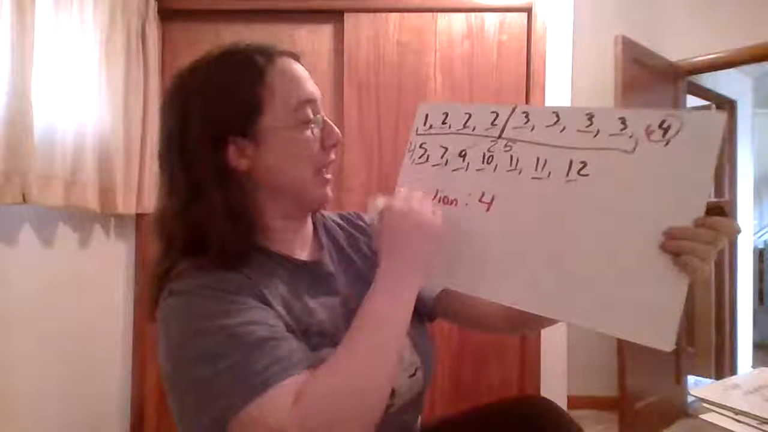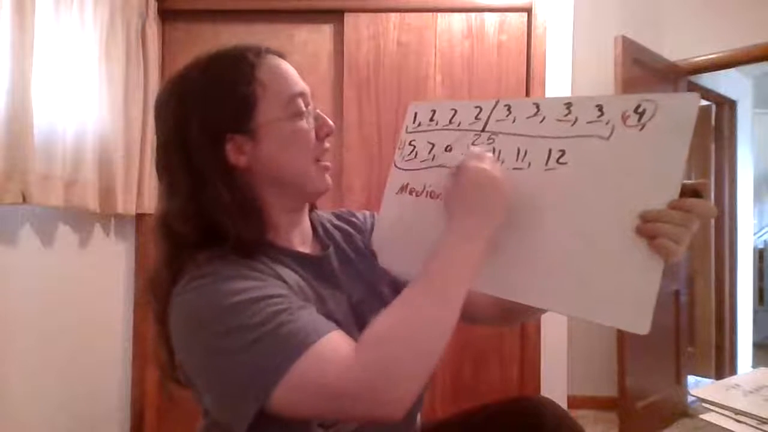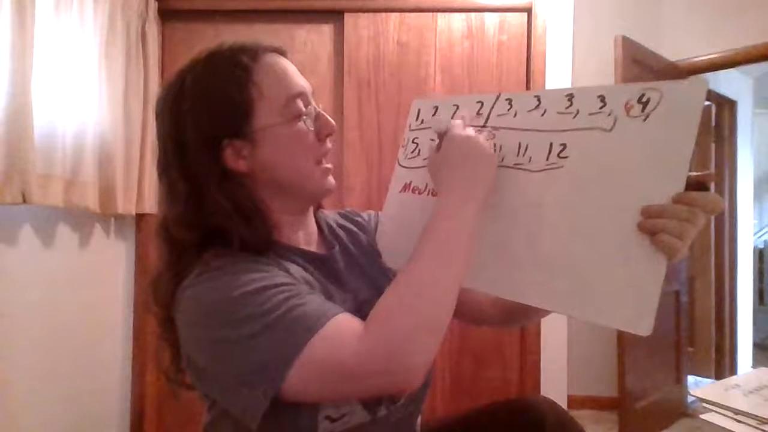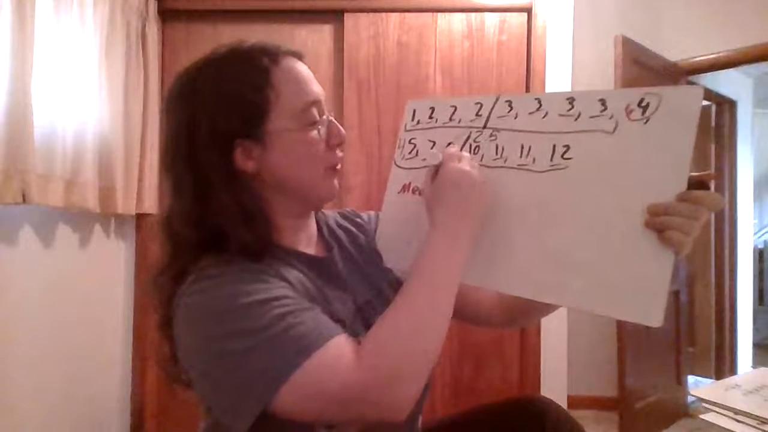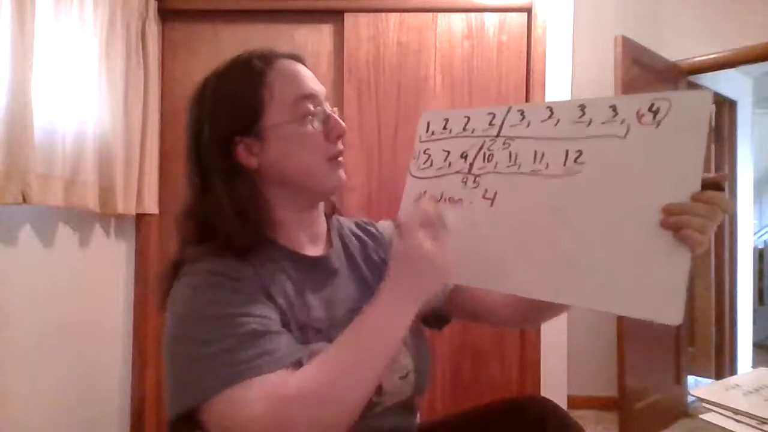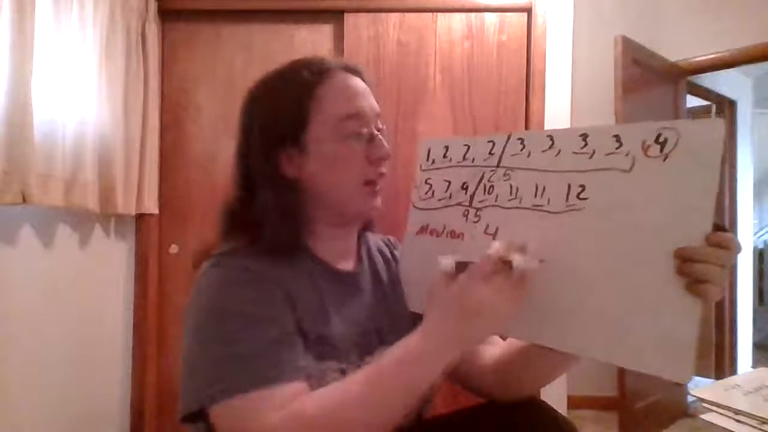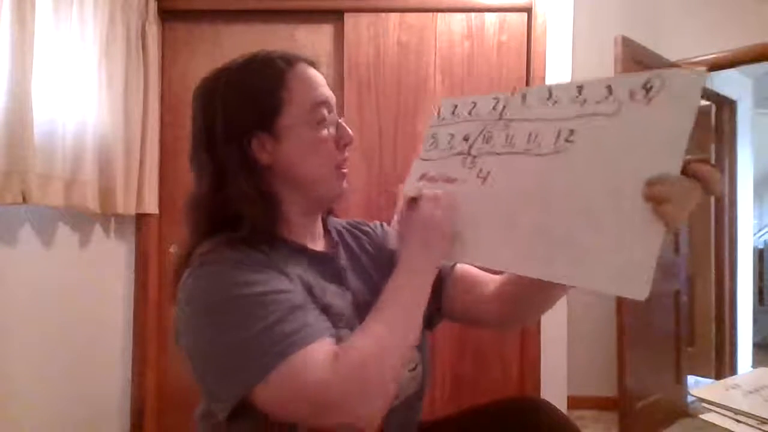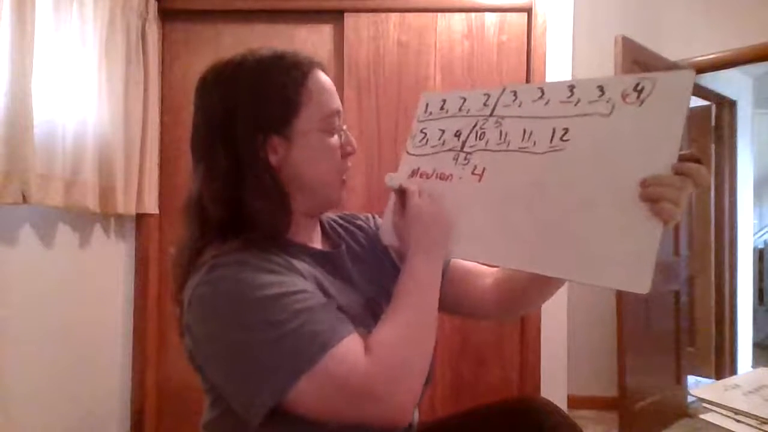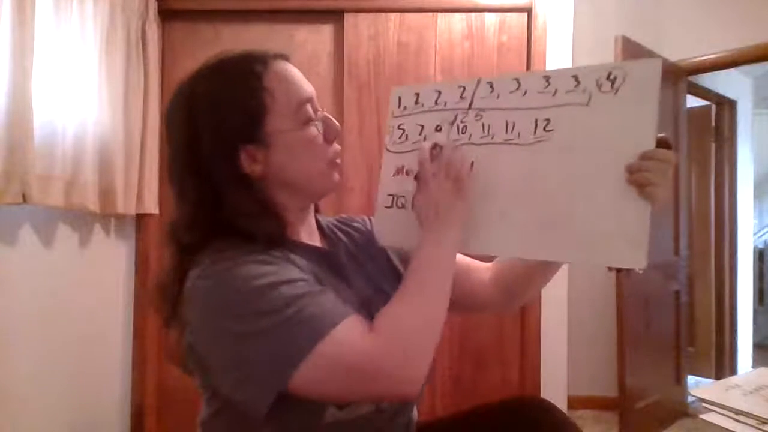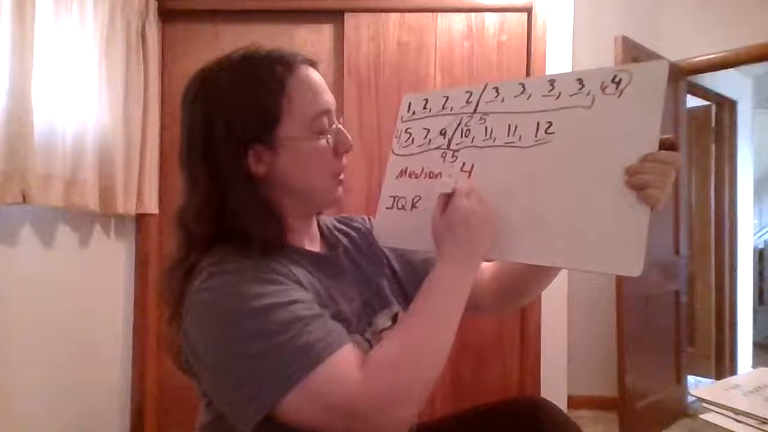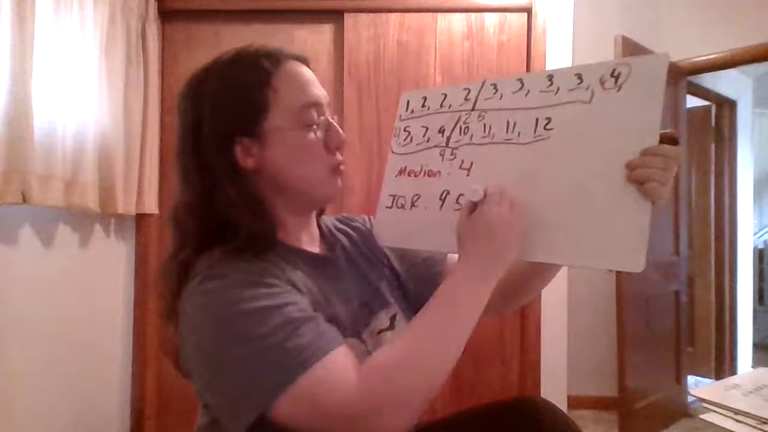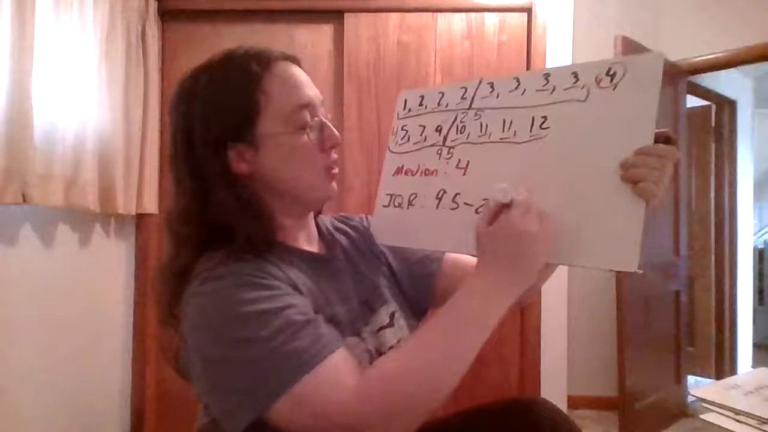The same thing is going to happen up here. The middle is actually going to end up being right between that 9 and that 10, so we're going to call that 9.5. Your median's where you split it in half, and the middle of those halves are your first and your third quartile. So your interquartile range is your third quartile, which is 9.5, minus your first quartile, which was 2.5, which gives you 7.